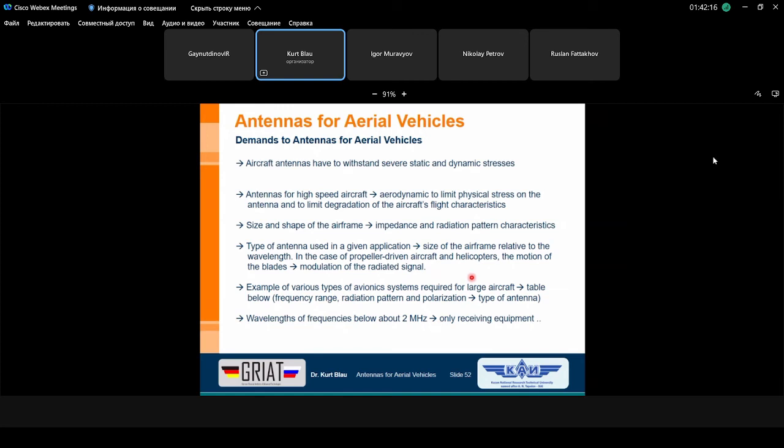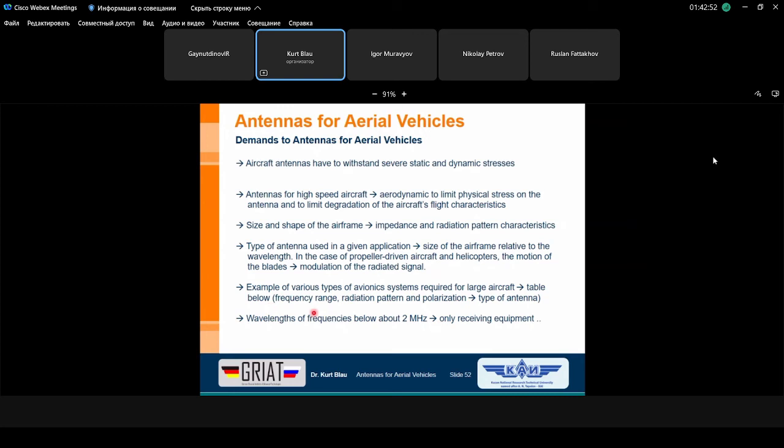For instance, in the case of propeller-driven aircraft and helicopters, and in brackets also in the case of drones, the motion of the blades can cause modulation effects of the radiated signal. This is visible on the receiver side. You can see this modulation depends on the turns of the propellers per minute.